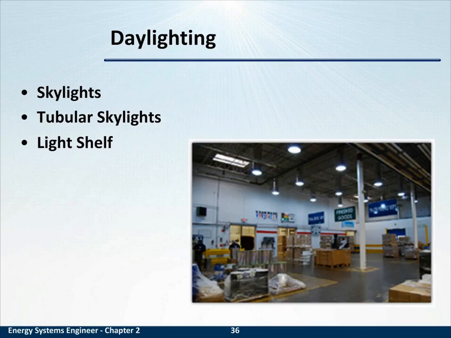The last illumination source we'll consider is daylighting. In many cases, there is sufficient natural light outside. If we could only get it inside and distribute it better. Skylights are the most common form of daylighting. You won't find a Walmart or any other big box store built in the last 5 years that doesn't have a significant presence of skylights.